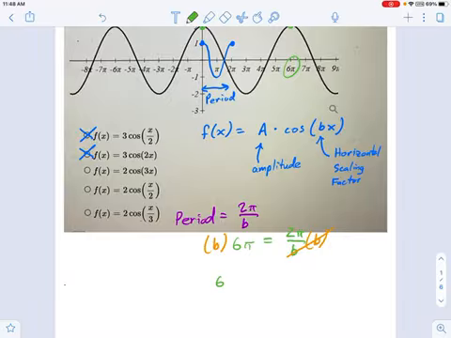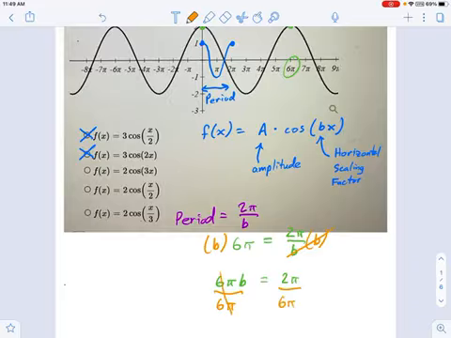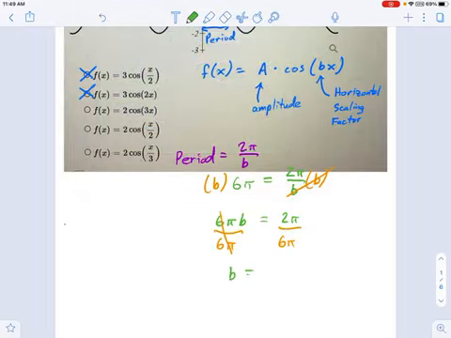So now look at what I've got. This is 6 pi times b equals 2 pi. Well, let's do some more equation balancing. I'm going to divide each side by 6 pi. Purpose of that is to get b by itself. So now I have the following. B equals 2 over 6, or in other words, 1 over 3. Does one of these equations have a 1 over 3 in it? Yeah, it sure does. Right here, this guy. So that's how you calculate b exactly.